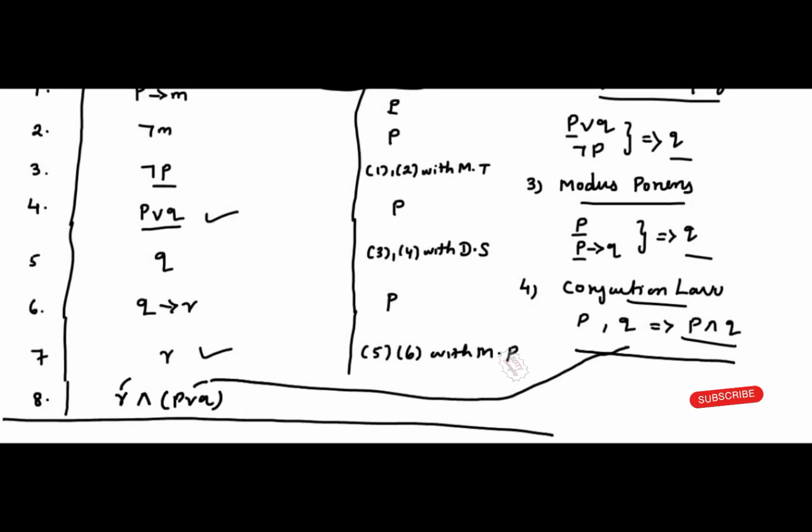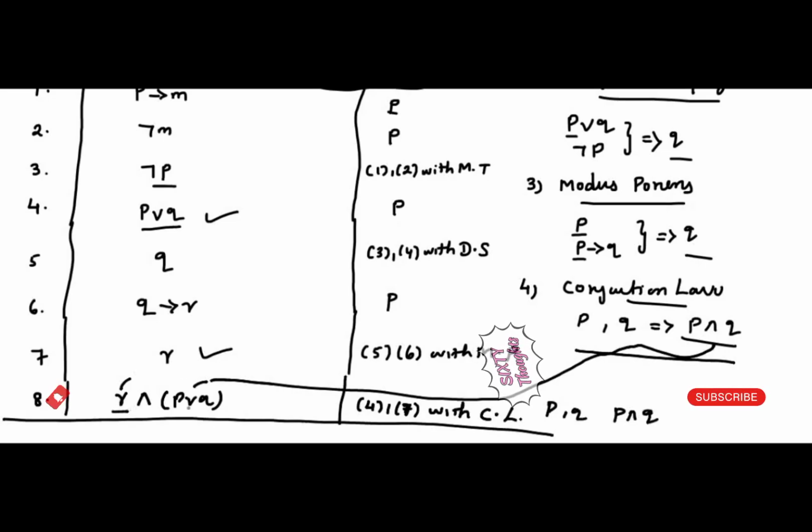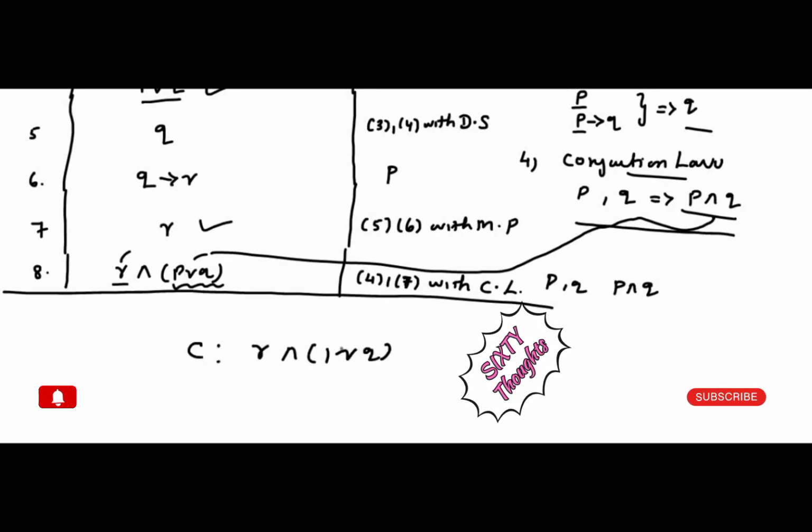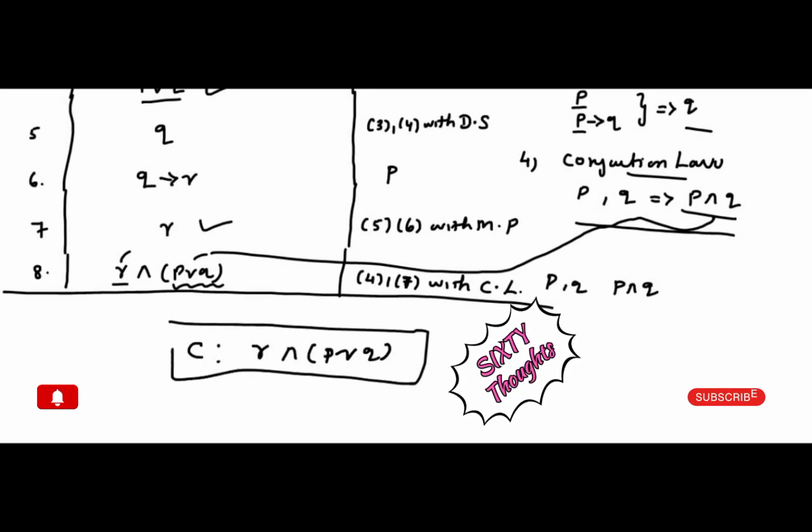Using this law, we get the AND operator here. The reason is step number 4 and step number 7 with conjunction law. That means P, Q, we can write P and Q. P value here is R, Q value is P or Q. Therefore, we get our conclusion statement, right? So what is the conclusion statement? The conclusion statement is R and P or Q. So this is our conclusion statement by using the given premises.